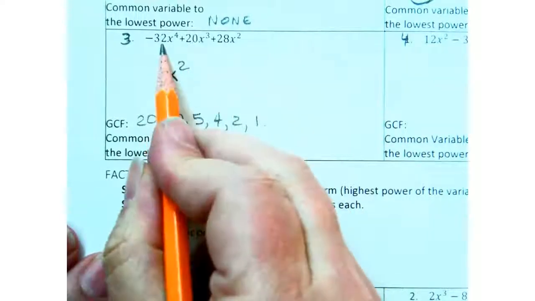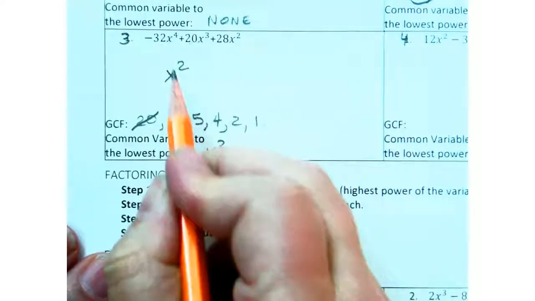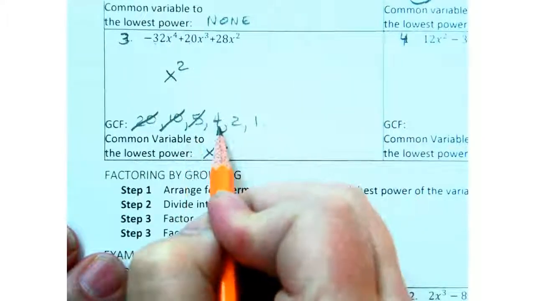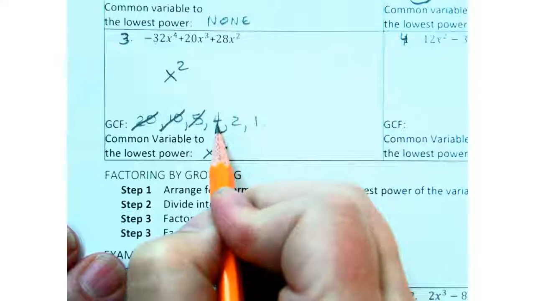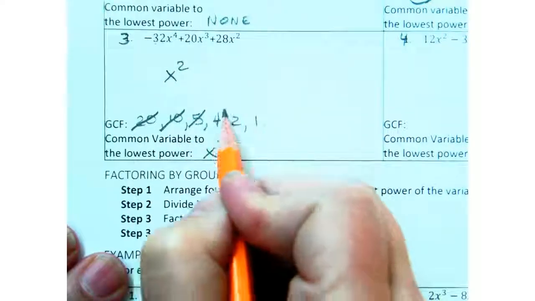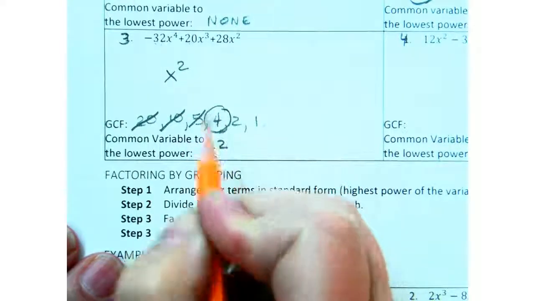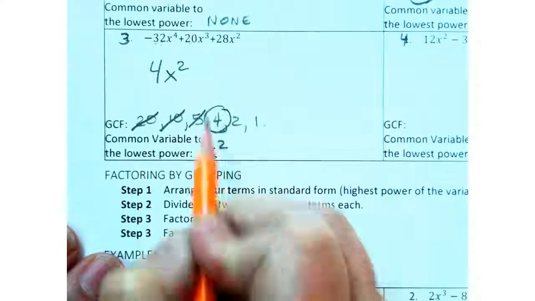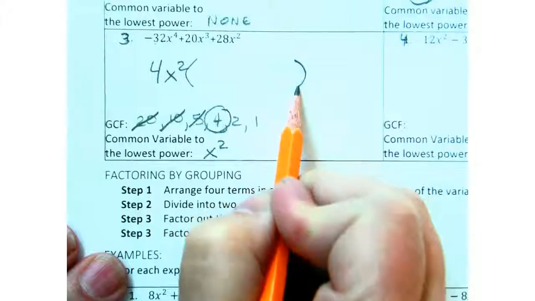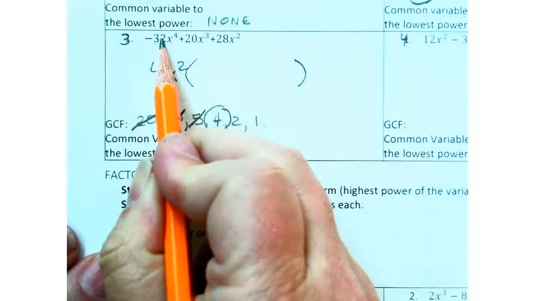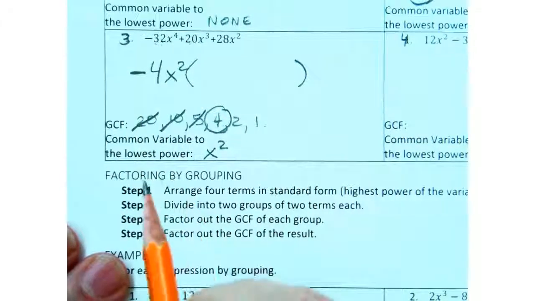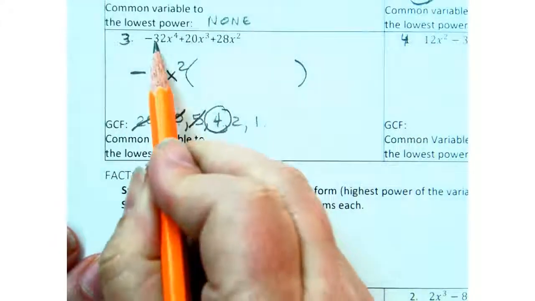20 is not a factor of 32. 10 is not a factor of 32, nor is 5. 4 is a factor of 32 and of 28. 4 is the greatest common factor. Write a parentheses. Notice that the leading coefficient is negative. When the leading coefficient is negative, make the GCF negative also.